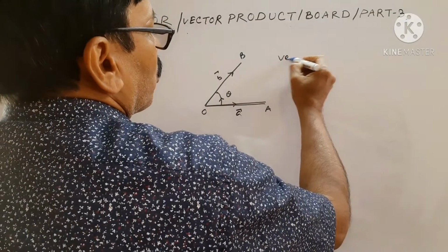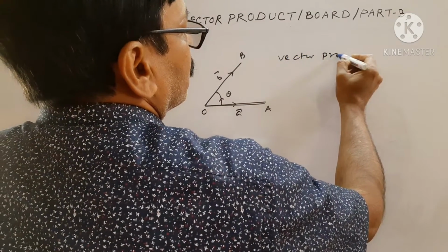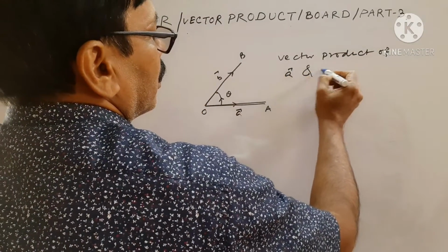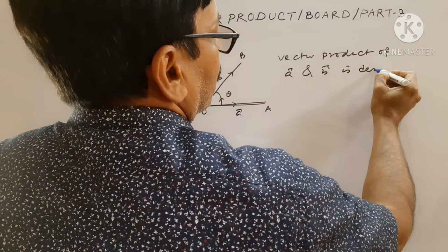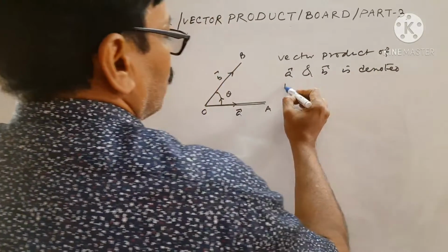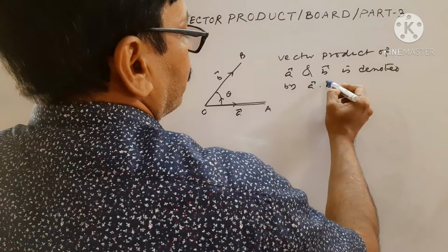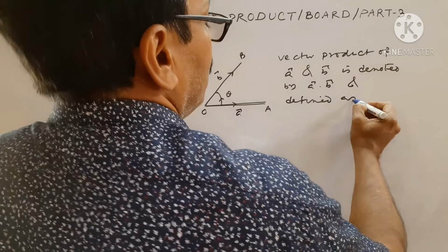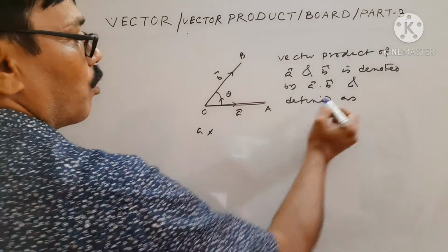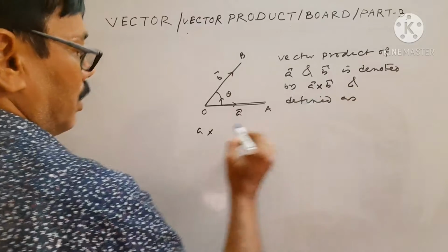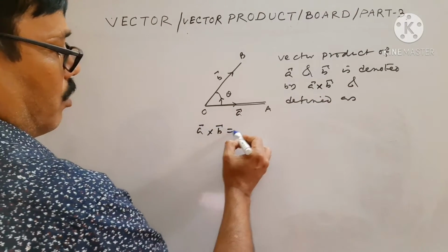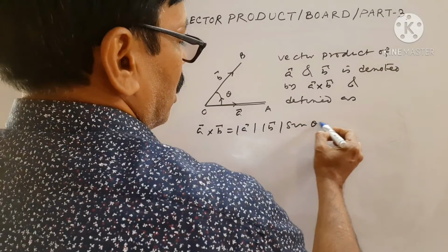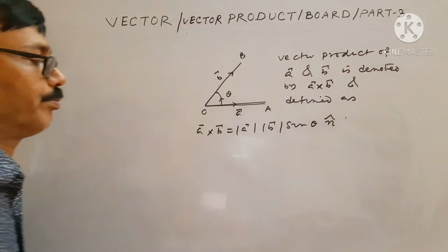Then the vector product of A and B is denoted by A cross B and defined as A cross B equals magnitude of A, magnitude of B, sine theta into n cap.